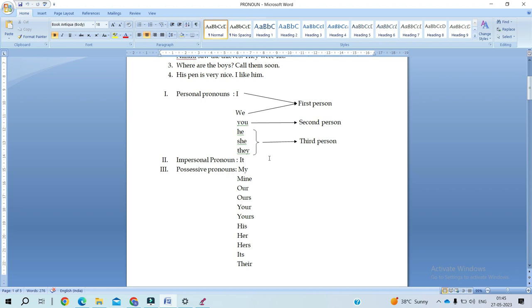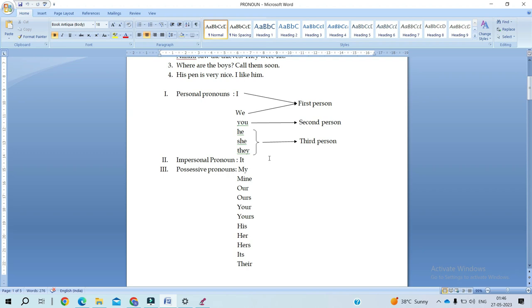First person represents the person speaking. I is singular, we is plural. Second person represents the person spoken to. And third person represents the person spoken about: he, she, they.